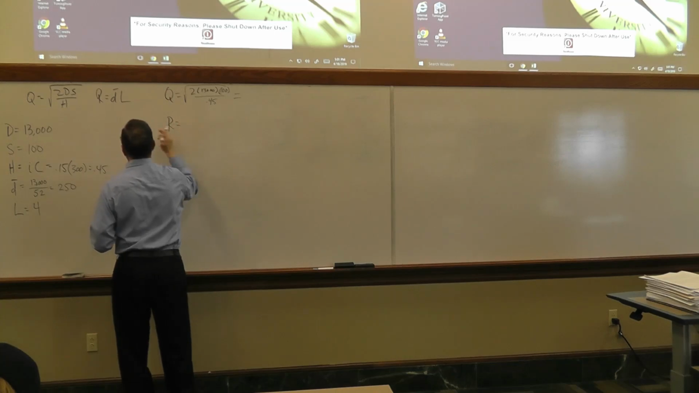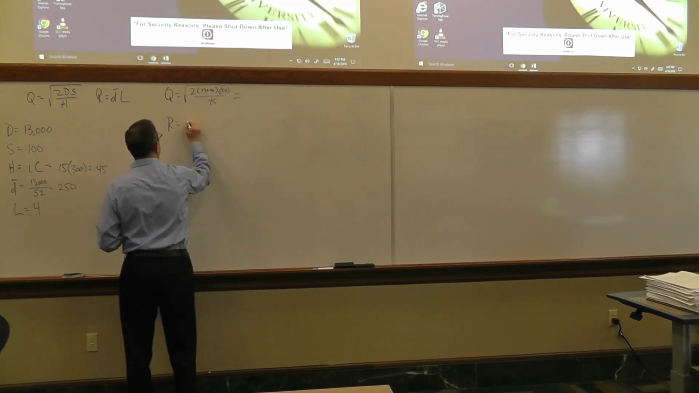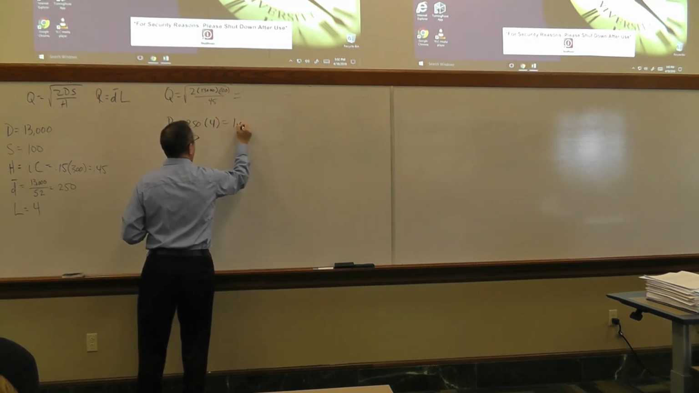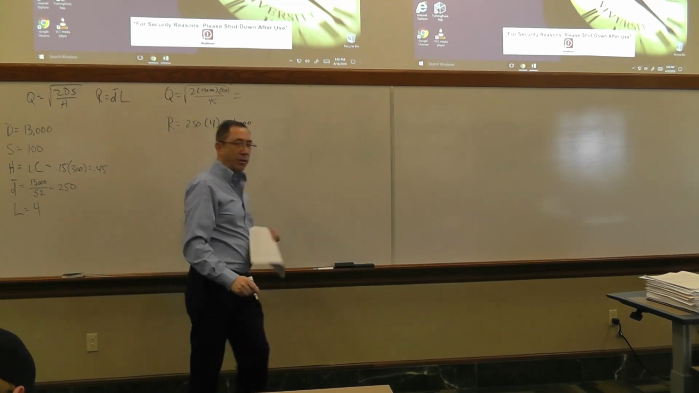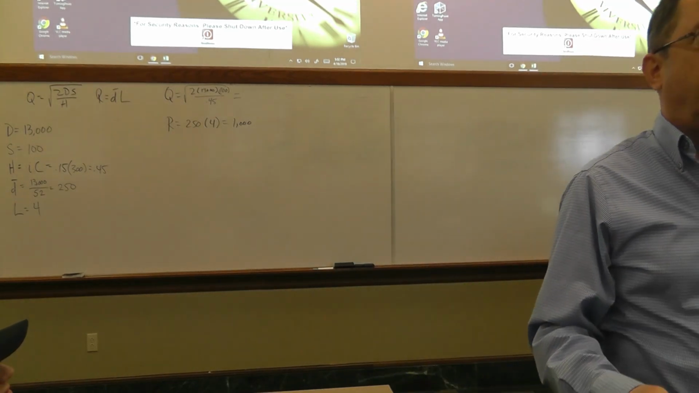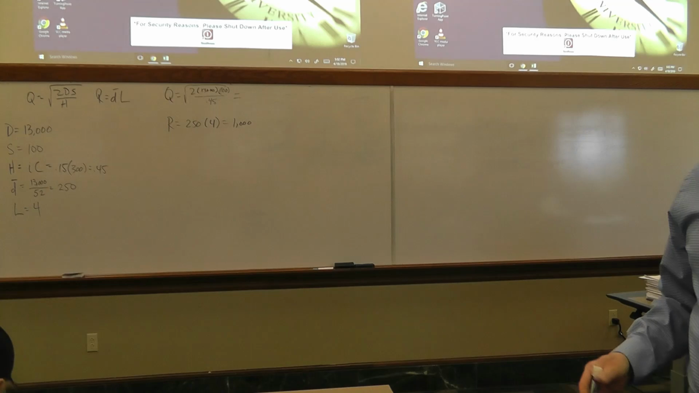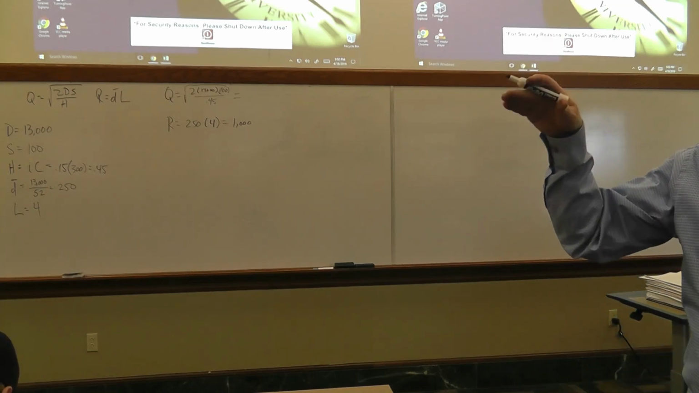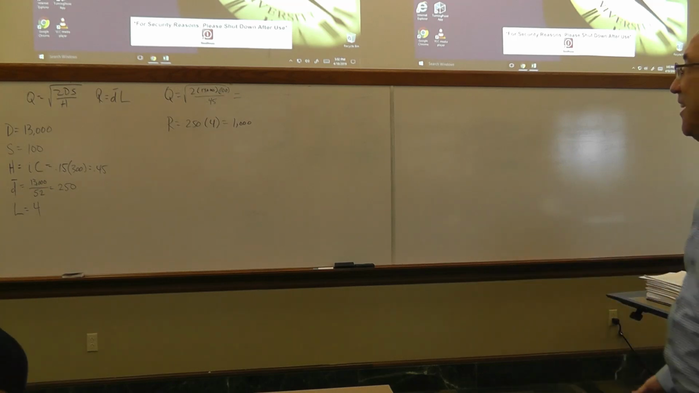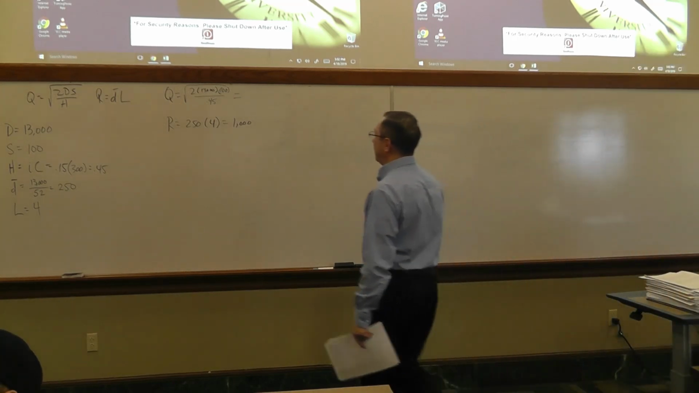R is going to equal 250 times 4. Oh, I can do that one. Our reorder point is going to be 1,000 units. I've seen students call a reorder point $1,000. No, it's units of inventory. Our reorder point is how many units are left when we place an order. It's not dollars. Units of inventory.